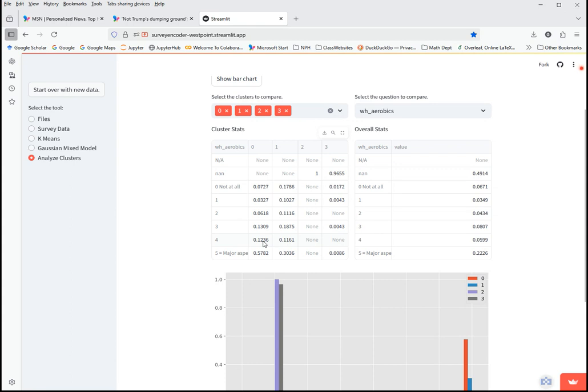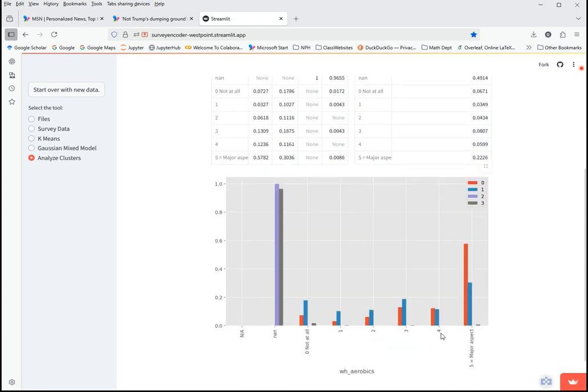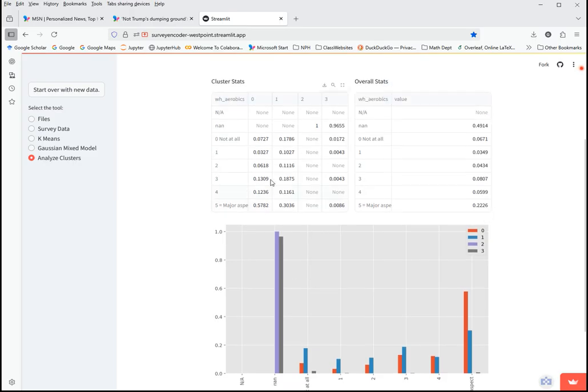57.82, and 12.36 had 4, meaning not necessarily a major aspect, but a pretty large aspect, and so on and so forth. You can see how the different groups responded. The overall stats gives you what they look like overall, and these are the groups that were in there for each question, right?